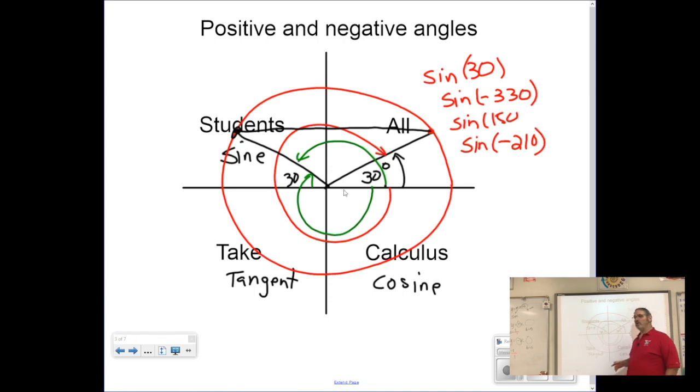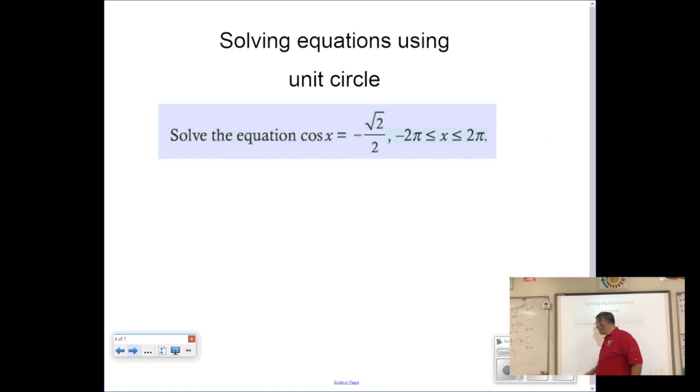So just remember, all the ratios are positive in quadrant 1. Only sine is positive in quadrant 2, tangent in quadrant 3, and cosine in quadrant 4. All right, so now let's go a little bit more complicated. We're going to solve equations using trig, or the unit circle.